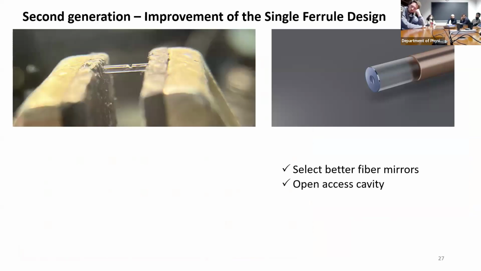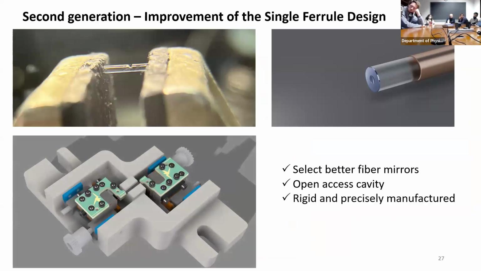Second, try to make it open access. We need to put something inside the cavity. We don't just want it inside of a glass box. So maybe cut open the thing as the other group also had. And the third thing is to make a rigid and precisely manufactured mount so that you can precisely move the system back and forth. So to see if we can actually do this.